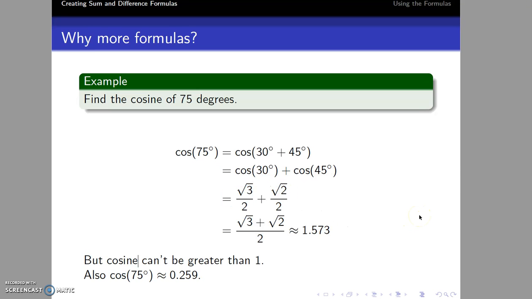Let's take a minute. Let's actually look at this and see what went wrong. Let's kind of work backwards, work forwards, see where the disconnect could have happened. I do know that I typed that in my calculator correctly. Root 3 plus root 2 all over 2 is about 1.573. So that's good. Cosine of 30 degrees is root 3 over 2. Cosine of 45 degrees is root 2 over 2. So that's got to be good. And 75 does equal 30 plus 45. So this first line is good.